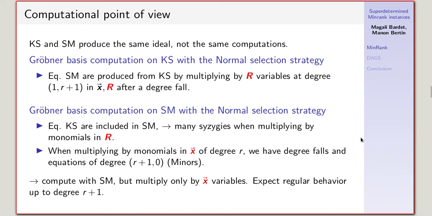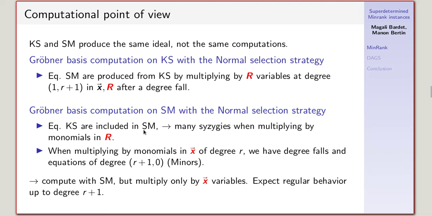So now we can understand a little bit better how a generic Gröbner basis algorithm following a normal selection strategy for a graded monomial ordering will behave. The normal selection strategy consists in taking all the smallest degree S-polynomials at the same time. And so if we start with the Kipnis-Shamir equations and multiply by variables in x at degree r plus 2, we will have degree falls, and the equations produced after the degree falls are the SM equations.